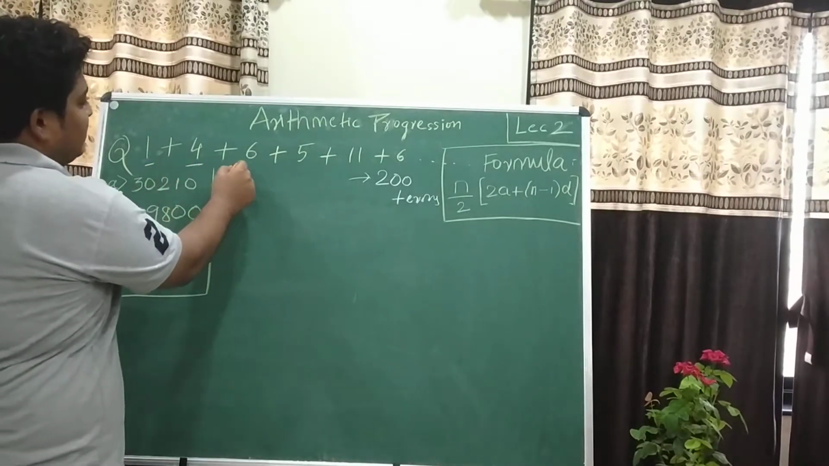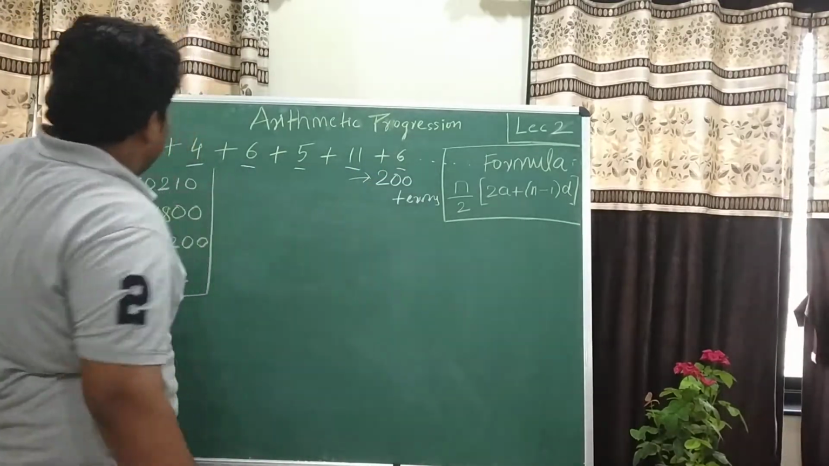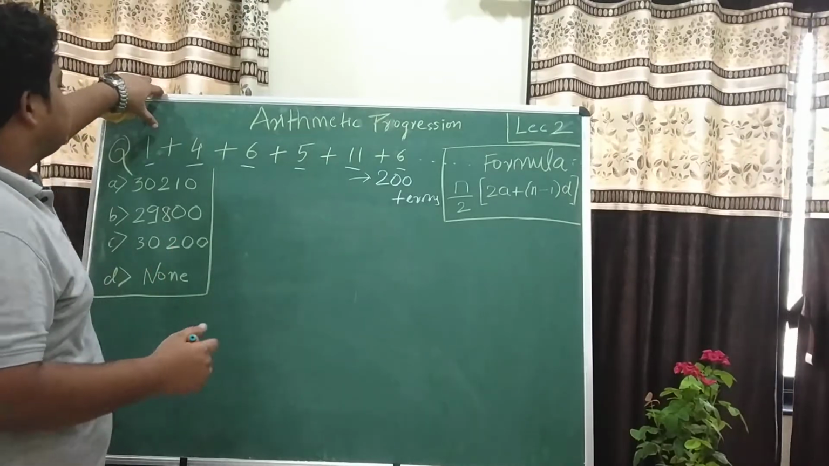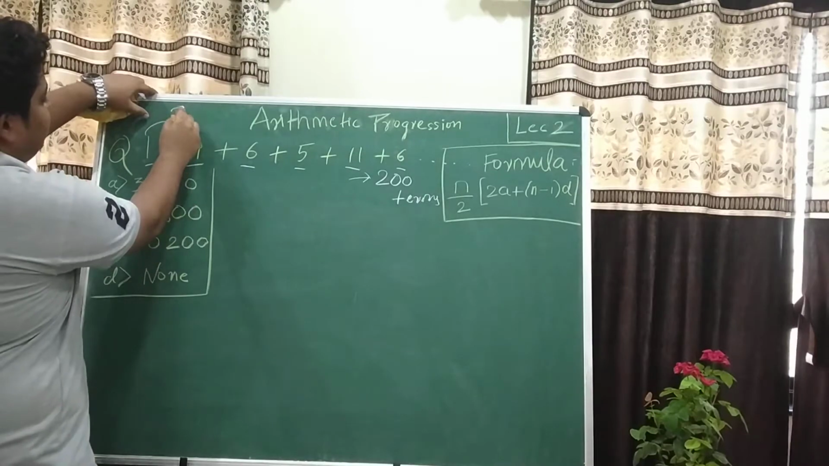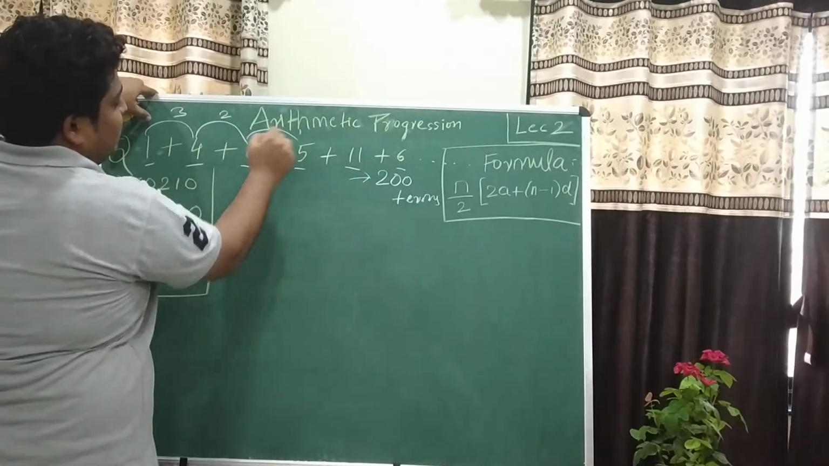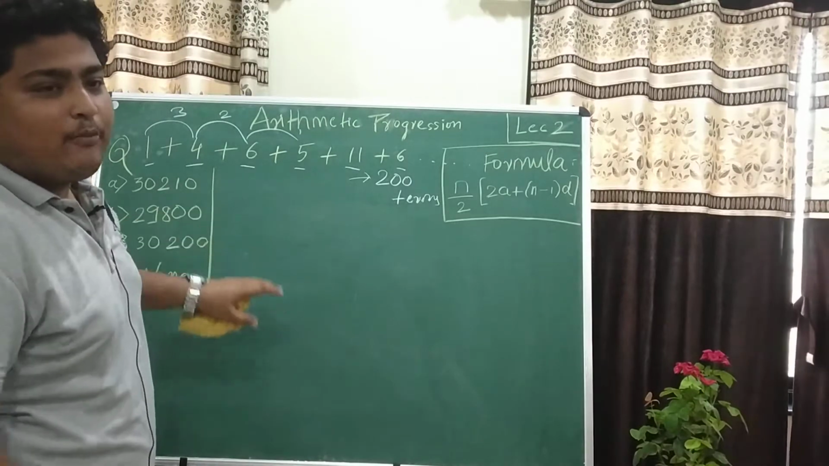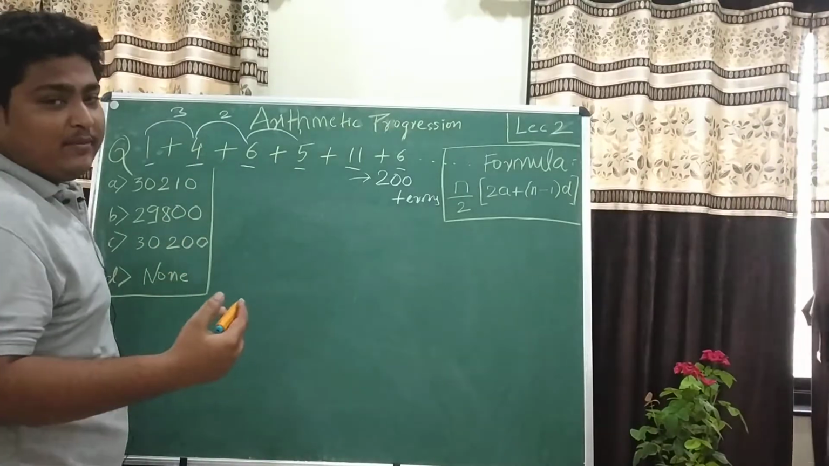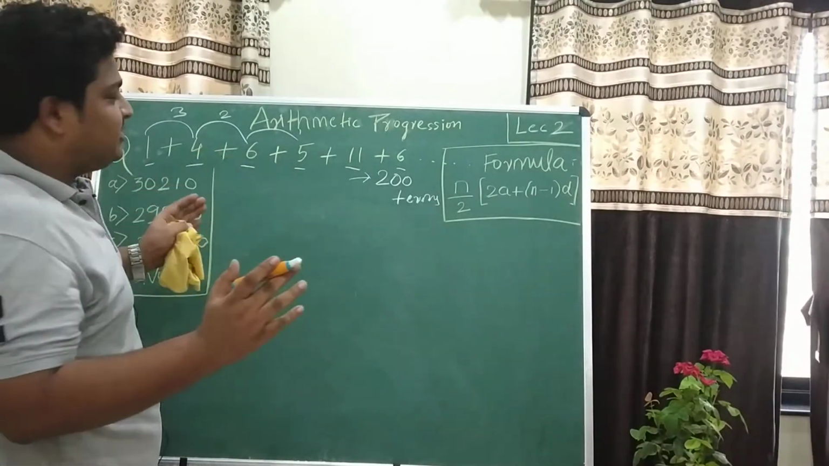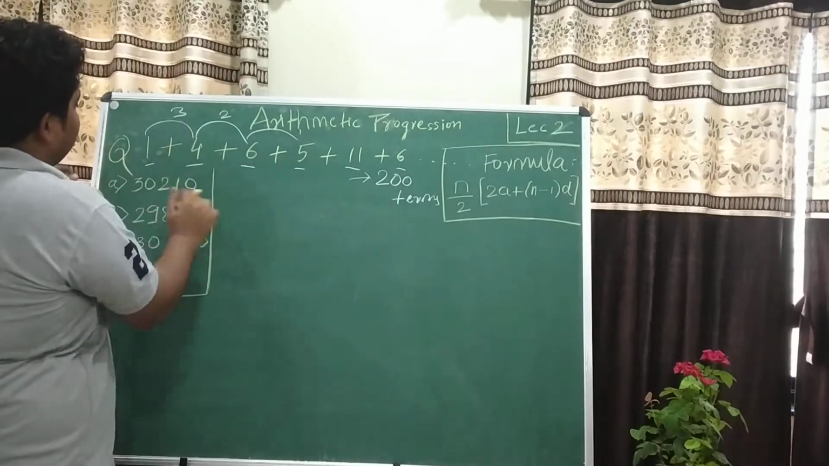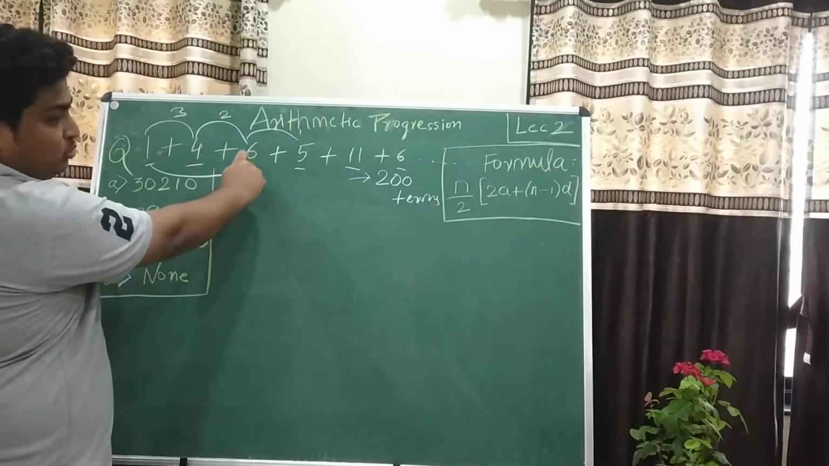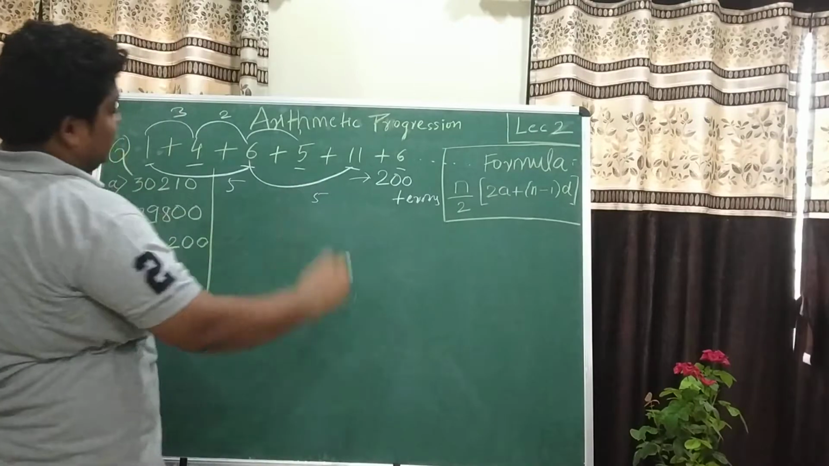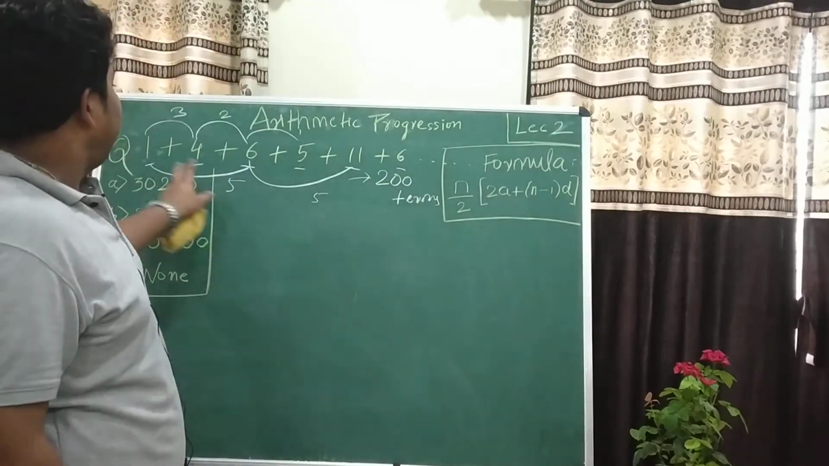So 1 plus 4 plus 6 plus 5 plus 11 plus 6. Here, first of all, we find out the common difference in this series. The common difference in these numbers is 3, in these it's 2, here it's 1. So this is not a single series, where the common difference is changing alternately. Let's see what series can be made by making it two different series. The difference between these two numbers is 5, then between these two numbers it's 5, meaning we are getting a constant common difference between alternate numbers.